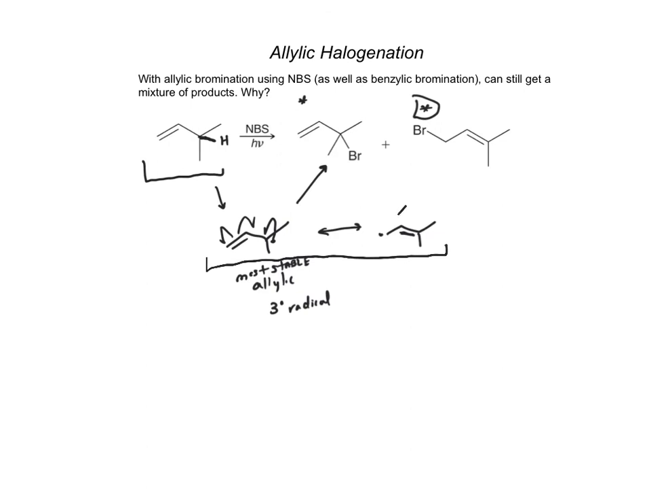And when it is in this form and it reacts with the bromine, we're going to get the production of this primary alkyl halide, or I guess alkene halide, instead of the tertiary alkyl halide, right? So with alkenes, especially the allylic bromination, sometimes you will still get a mixture of products because of this resonance stabilization, so you have to be aware of that.